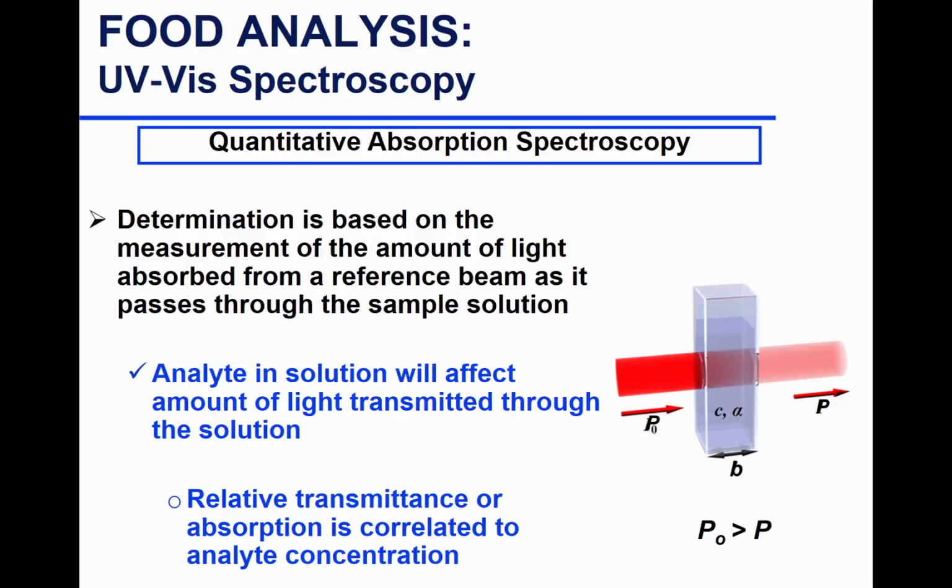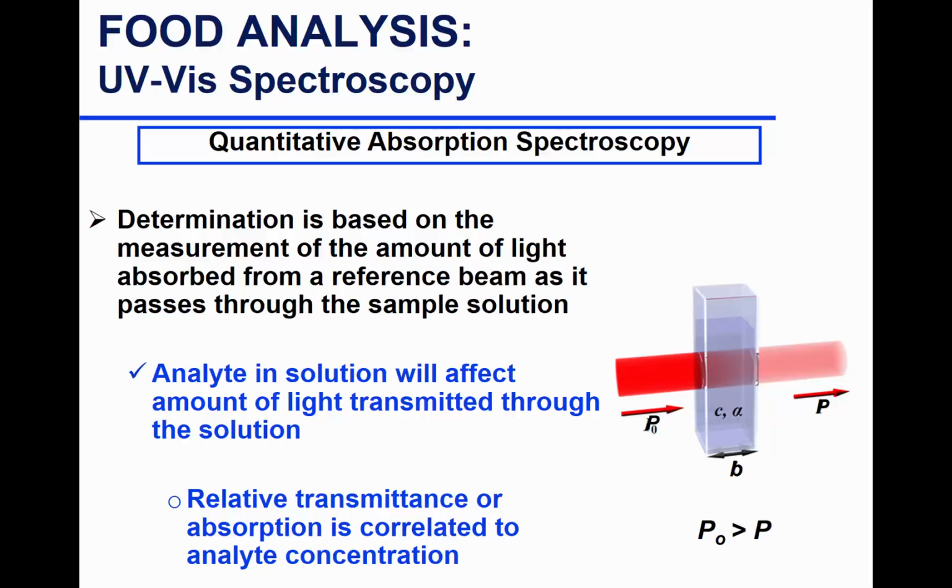If we look at the different letters here, C is for concentration, A is for absorptivity. These both are related to the amount of your solute that you're measuring. And B is the length in centimeters of your sample compartment.